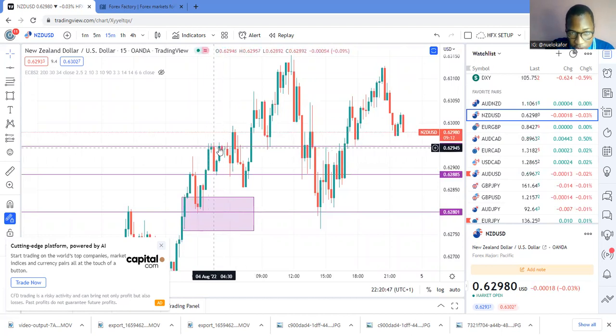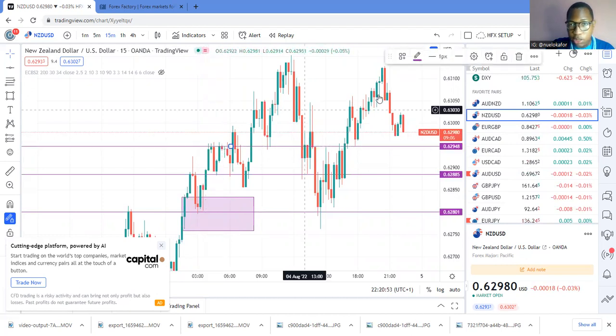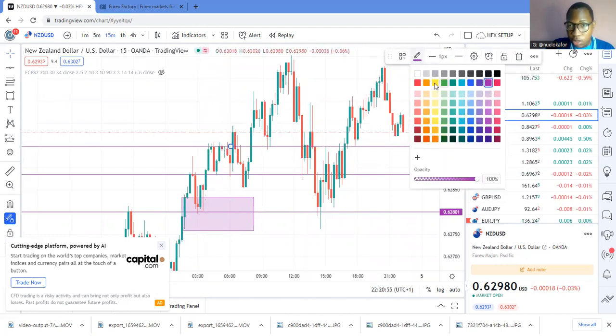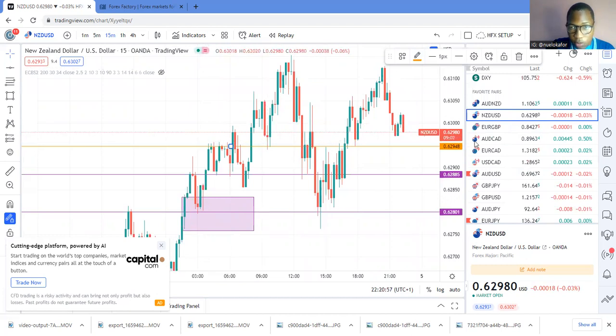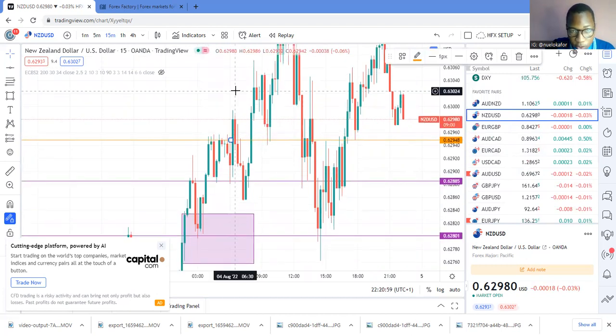So the real resistance here is this one that I drew. Let me change the color so you guys can see. Let me make it orange. So the real one is this one that it came and rejected. This was the true resistance here. This here is an actual fake out. So when you notice price breaking, don't just wait for it to retest immediately.